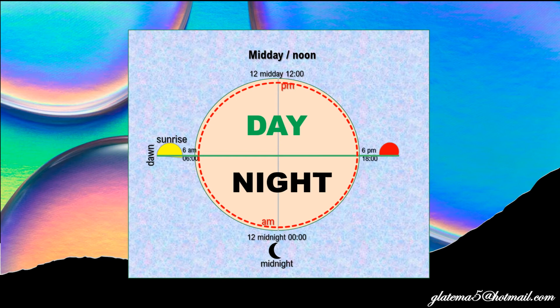Then on the other side, we have 6 p.m. or 18 hours. That is the sunset or dusk. The time in the evening when it starts to become dark.